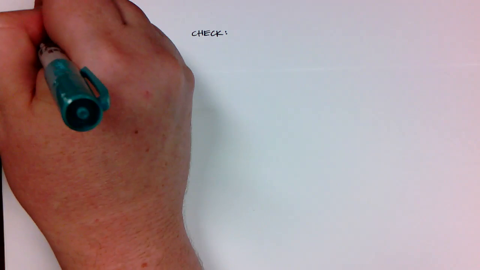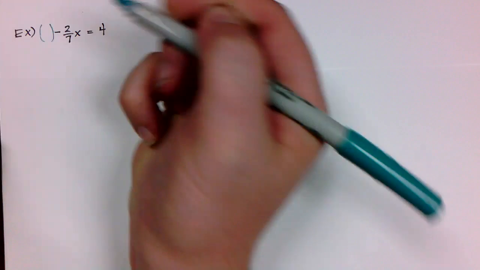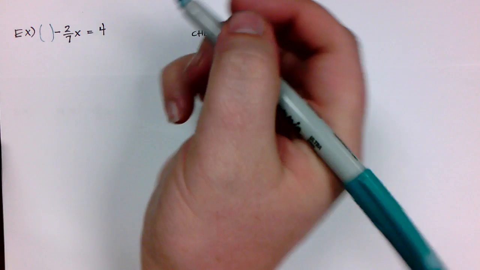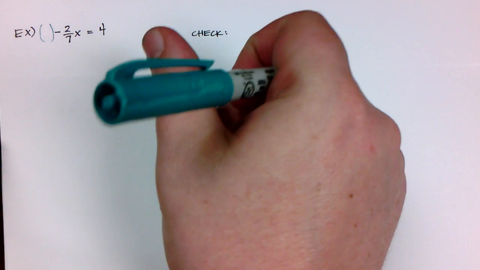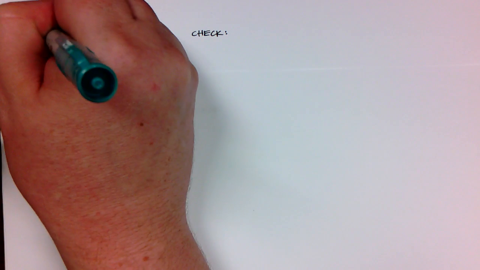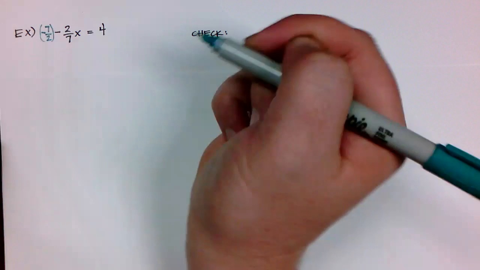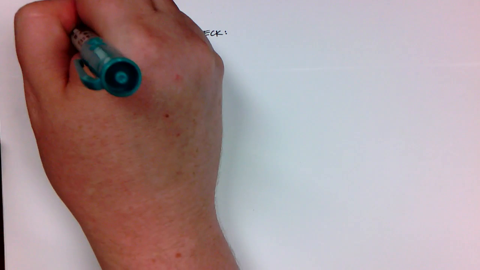Well, if you don't remember, we multiply by the reciprocal. And reciprocal means flipping that number upside down. So instead of negative 2/7, I'm going to multiply it by negative 7 halves. And I'm going to do that on both sides.